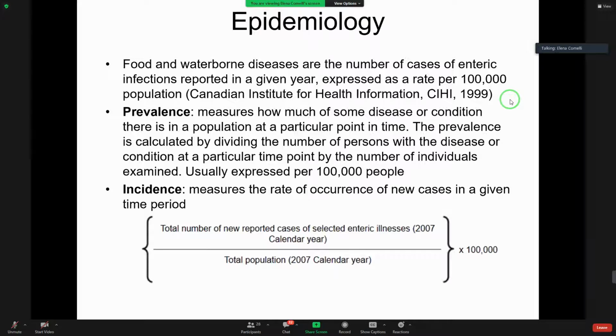Prevalence measures how much of a disease there is in a population at a given point in time, right? At a specific point in time. We calculate the prevalence by dividing the number of persons with the disease at the time we are looking at by the number of individuals that are examined. And usually it's a rate that is expressed per 100,000 people. The incidence, on the other hand, measures the rate of occurrence of new cases in a given time period.